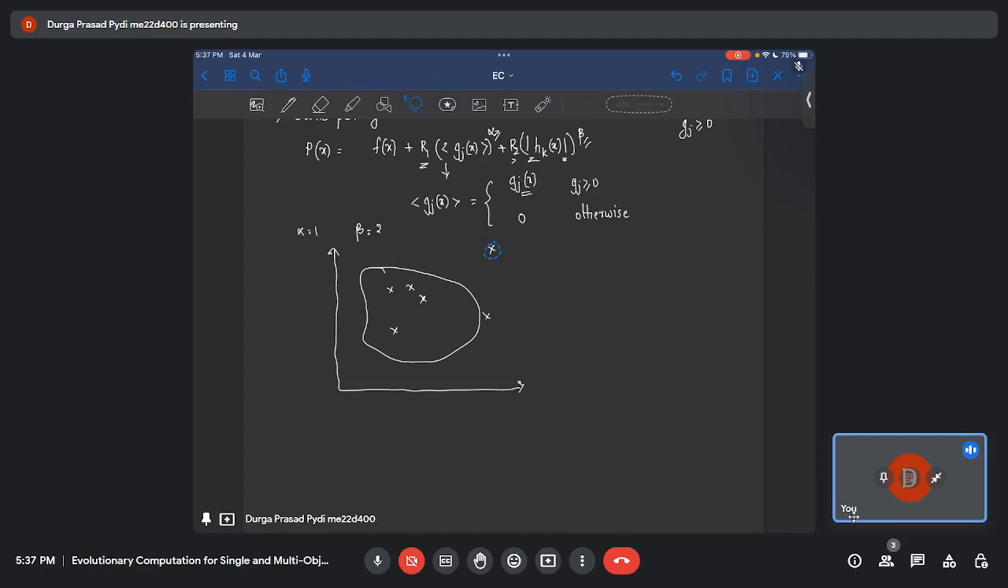But if you give too high, this R1 and R2? R1 and R2 depend on the scale of your problem. Suppose you have an objective function value f of x which ranges only from 0 to 1. Then your R1 and R2 will also be in the same range.